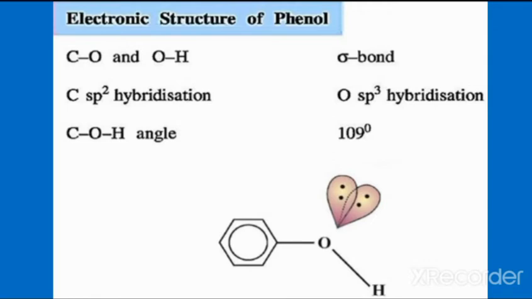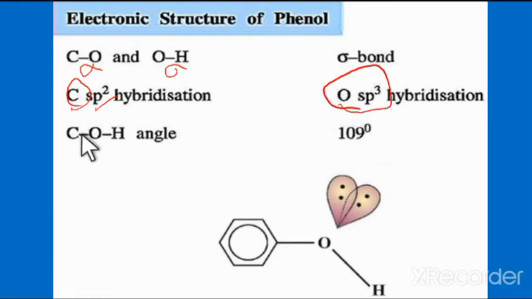The electronic structure of phenol: in this case, two sigma bonds are present. One is between the carbon of the benzene ring and the oxygen of the hydroxy group, and the other sigma bond is between the oxygen and the hydrogen; only sigma bonds are present. Next, the carbons of the benzene ring undergo sp2 hybridization and the oxygen of the hydroxy group undergoes sp3 hybridization.